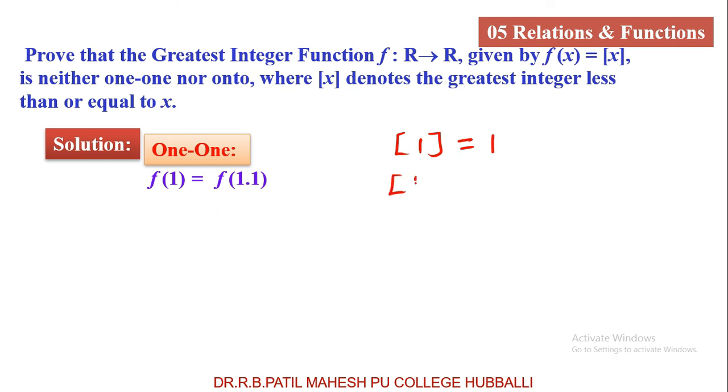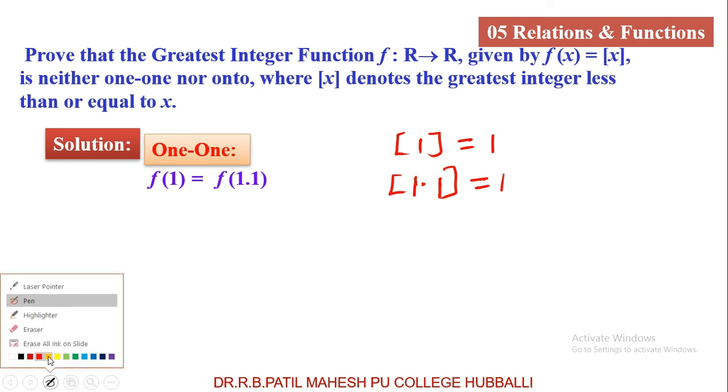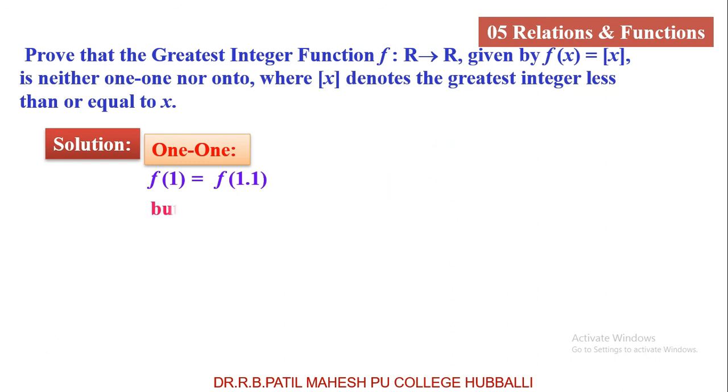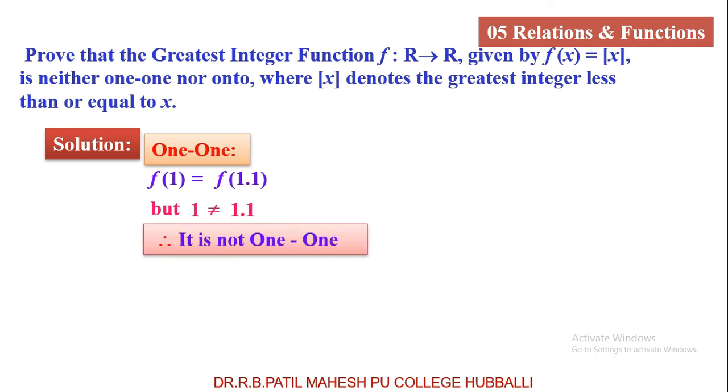Similarly for 1.1, what is the integer which is less than or equal to 1.1? I can't write equal, because 1.1 is not an integer. So less, that is nothing but 1. So the images of 1 and 1.1 are both equal to 1, therefore the images are equal. But 1 is not equal to 1.1, hence the function is not one-one. Here images are the same, elements are not the same, hence we fail the definition of a one-one function.